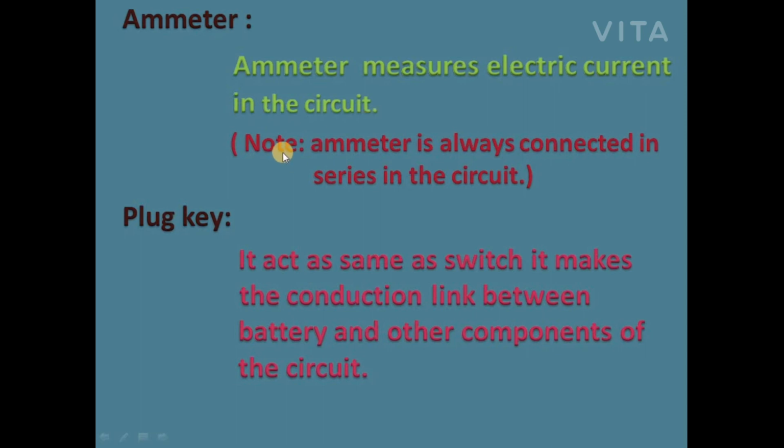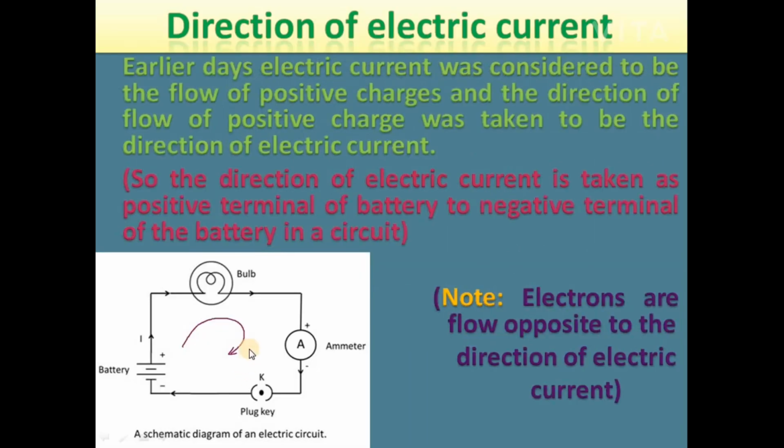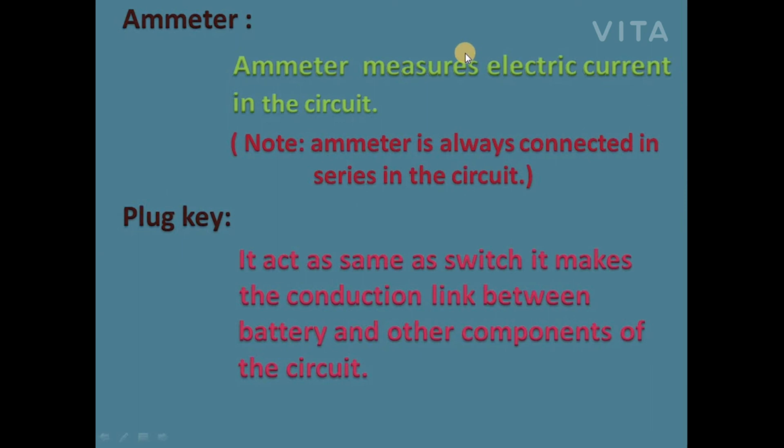Note here, an ammeter is always connected in series in the circuit. Look here, the end of the bulb is connected to the positive terminal of the ammeter, and the negative terminal of the ammeter is connected to the plug key. This type of end to end connection is called a series connection. The ammeter is a device which measures electric current present in the circuit, and it is always connected in series in the circuit.